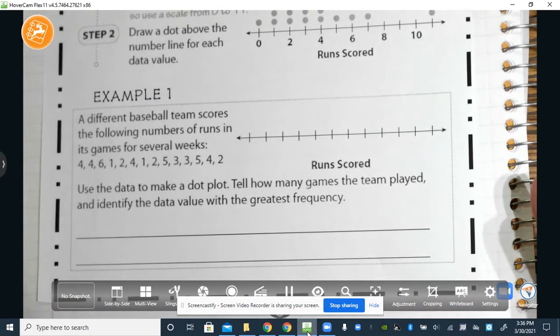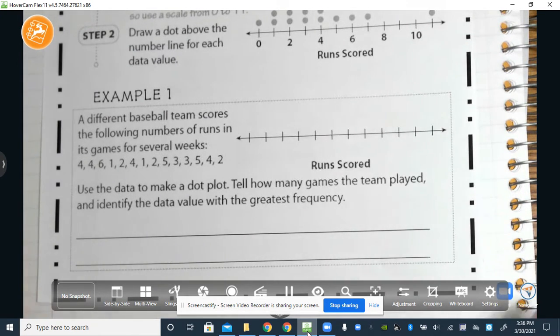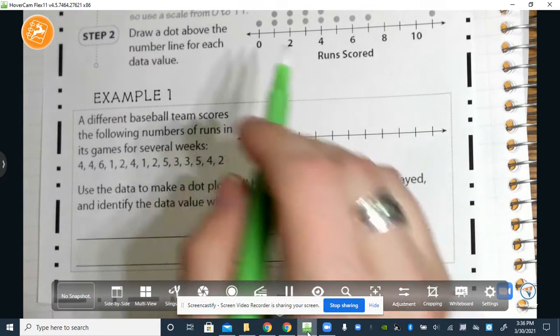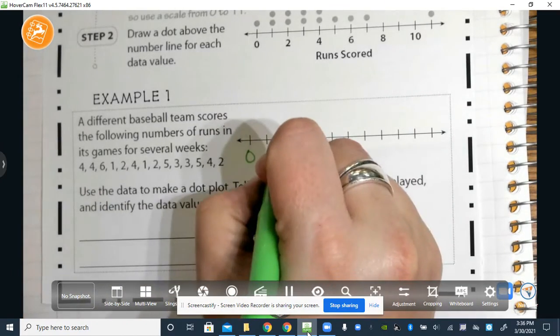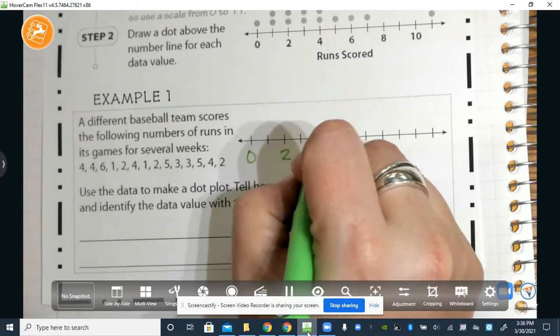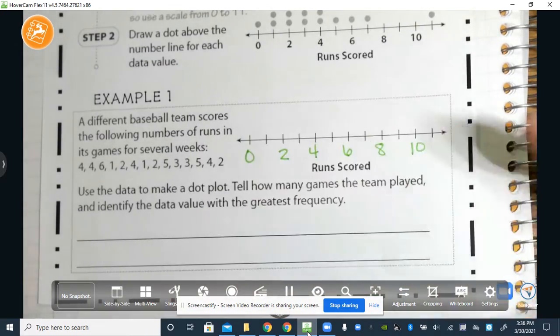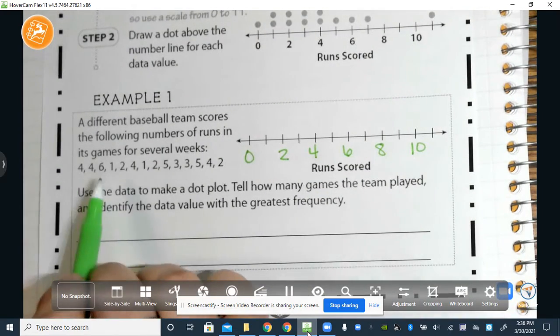A different baseball team scores the following numbers of runs in the game for several weeks. Use the data to make the dot plot. Tell how many games the team played and identify the data value with the greatest frequency. So I'm just going to copy down these numbers on this number line. Even though this doesn't start with a 0, I'm still going to do it. 2, 4, 6, 8, 10. So even if my next question is analyze the 2, we can analyze the 2.